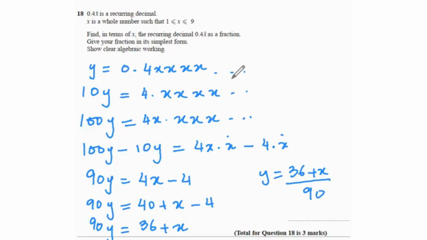So you have to make sure that if you get a similar question, you separate the x from the number. The x has to be alone. So 4x is the same as 40 plus x. Just rewrite 4x as 40 plus x, then simplify your like terms, and then make y the subject by dividing by 90. And that gives you the answer.